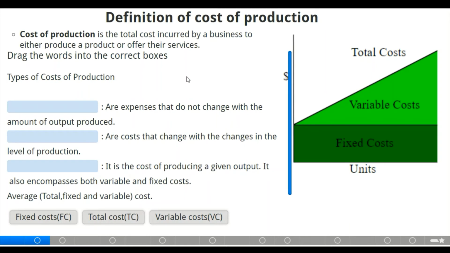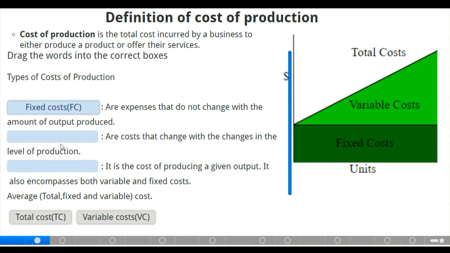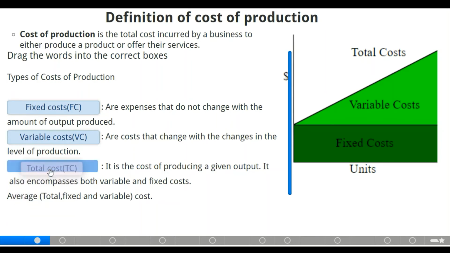Now let us drag, as you can see here, we have the diagram already, but let's fit it into the correct boxes. We have the expenses that do not change with the amount of output produced. That should be fixed cost. We have fixed cost here, and the cost that changes with the level of production is known as variable cost. And we also have the total cost to be the addition of variable cost and fixed cost. That is the type of cost of production we have.